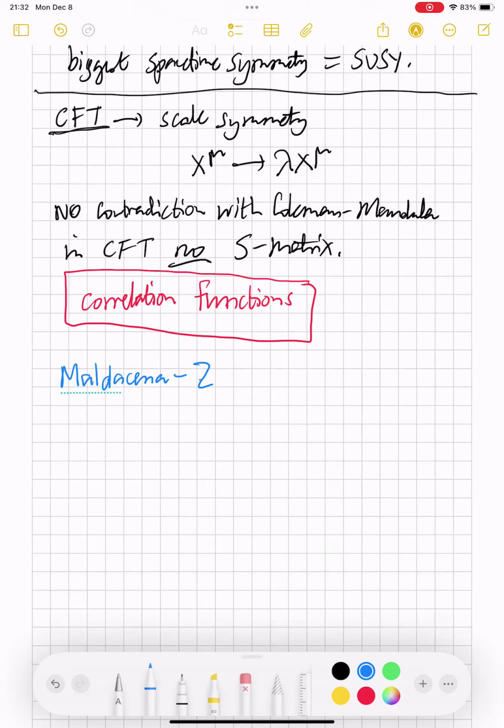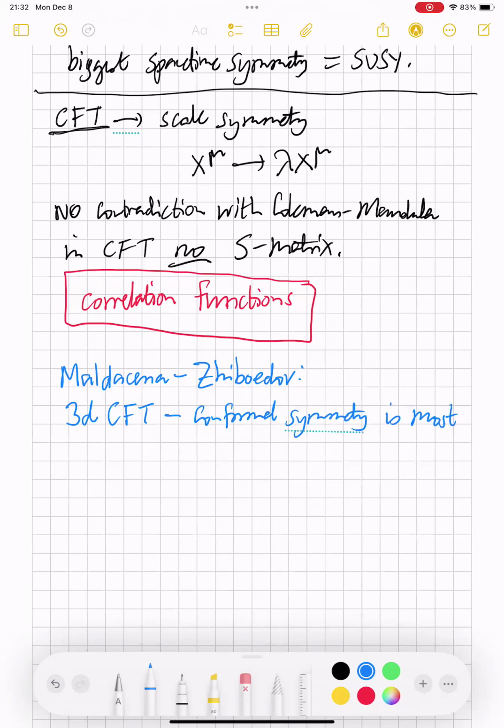What they proved was a statement in 3D CFT. I'm not sure if you can prove it for CFTs in other dimensions, but certainly in 3D CFT, they proved that conformal symmetry is the most amount of symmetry you can have if your correlation functions are non-trivial.